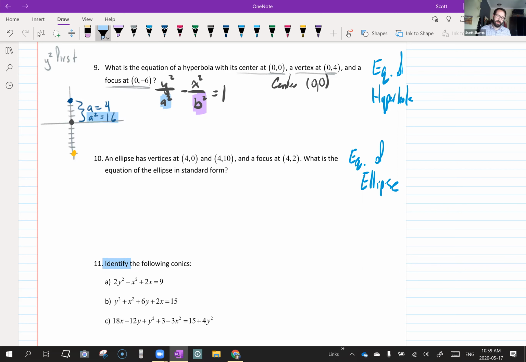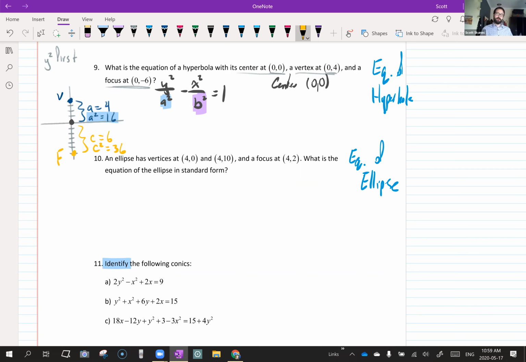The problem is we can't get b squared directly. We actually are only given information about c. How do I know that I was given information about c? Well, this is the vertex. This is the center. This is the focus. The distance from the center to the focus is c. So I'm actually going to take away the c there because it's confusing. So that's 1, 2, 3, 4, 5, 6. c is 6. That means c squared is 36.